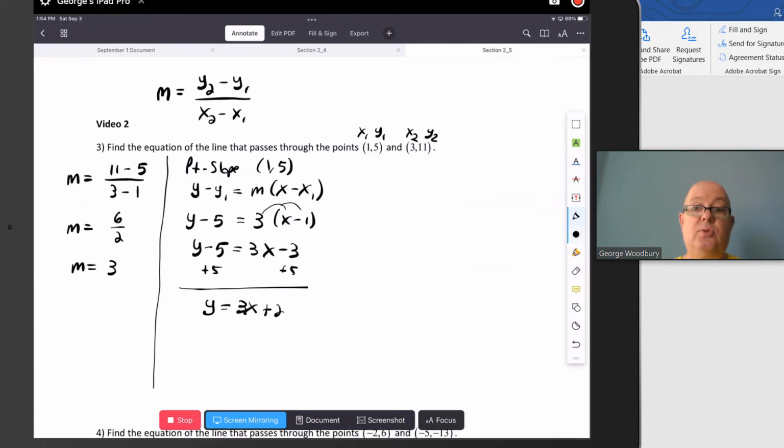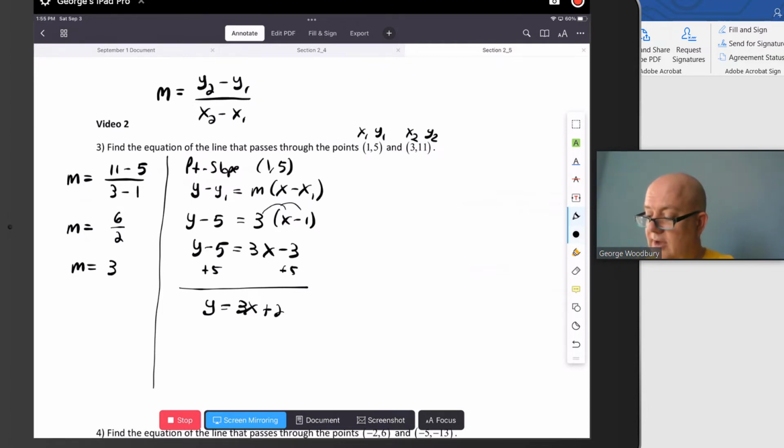So that's the equation of the line that goes through these two points, and you can verify it by substituting the values of x in, and notice that when you do the calculations, you get that value of y. So for 1, 3 times 1 is 3 plus 2, that's 5, that's correct. For the other point, 3, 11, when we put in 3 for x, 3 times 3 is 9, plus 2 is 11. So that does satisfy those two points.